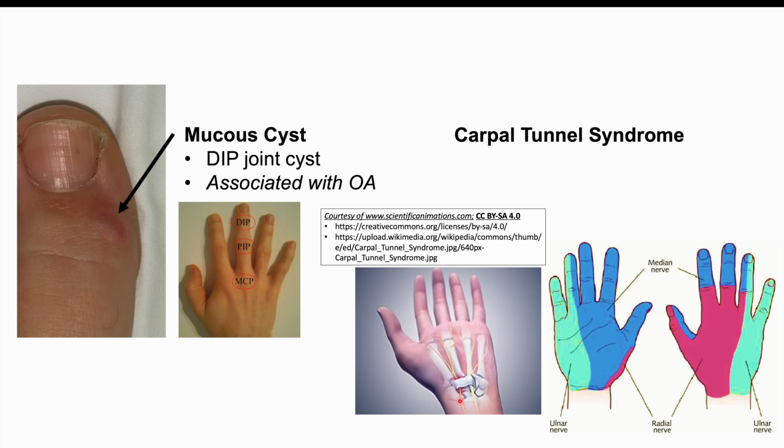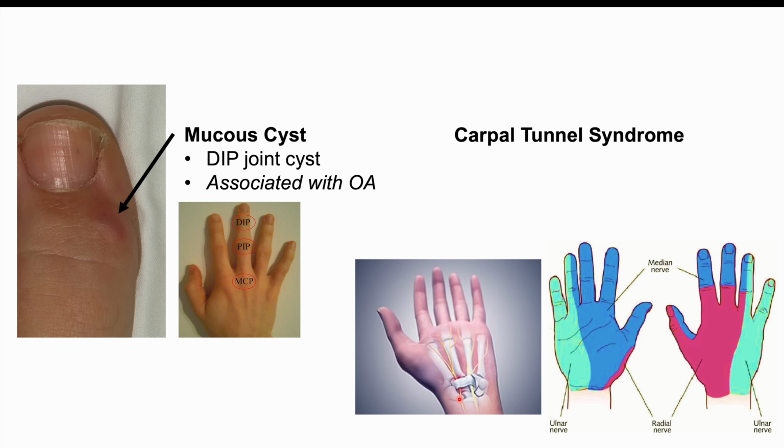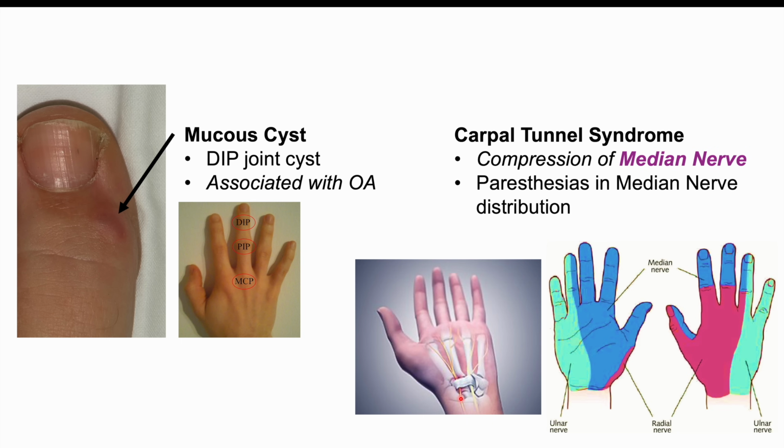So the median nerve runs through this part of the wrist. If we were to have a big ganglion cyst here, it could compress on the median nerve, leading to carpal tunnel syndrome, and we're going to get paresthesias, numbing, tingling sensations in the median nerve distribution. The median nerve has an interesting distribution. If you want more information, please check my lesson on carpal tunnel syndrome.